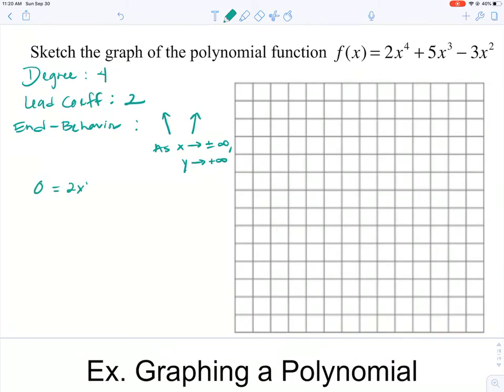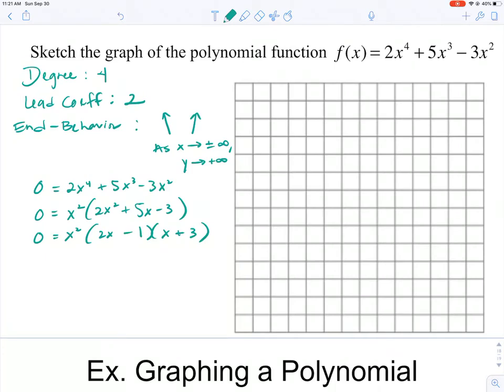Okay, so setting f of x equal to 0, we can factor out the GCF of x squared first. And then that will factor to 2x minus 1, x plus 3. So the roots to this equation, which will end up corresponding to our real zeros, are 0, 1/2, -3. Let's also state the multiplicities. So the multiplicity of 0 will be 2, of 1/2 will be 1, and -3 will be 1 as well.